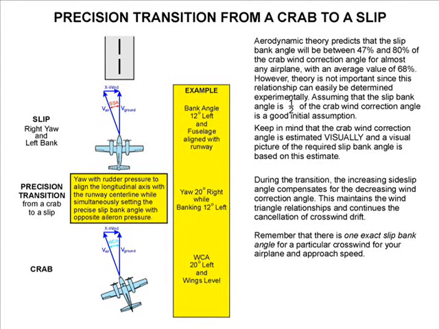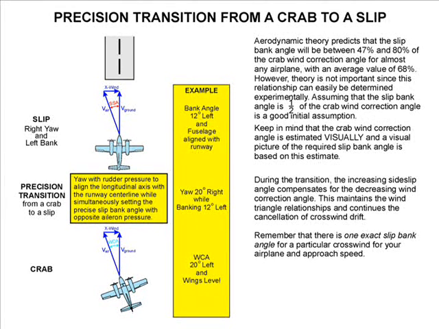For example, if a left wind correction angle of 20 degrees is required on final approach, make the transition to a slip by yawing 20 degrees right while simultaneously banking 12 degrees left. Where to make the precision transition is a matter of pilot preference. It should be accomplished at the lowest height that the pilot is comfortable with. Initially, this may be just before the flare, changing to just before touchdown with additional experience. The advantage of a late transition is that full control deflection for turbulence correction is available almost to touchdown.